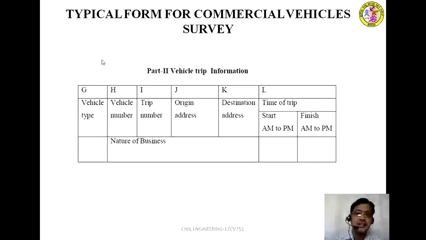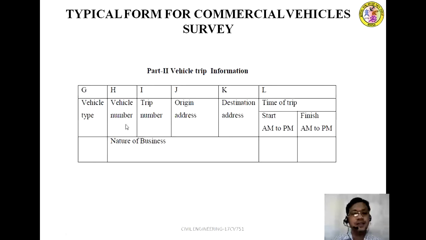The first part is going to be the vehicle giving information related to the type of business, where it is originating, and how many trips it is going to be making. The same format, in part 2, the vehicle trip information is related to the type of vehicle. Is it a light commercial vehicle, or a heavy commercial vehicle, or a multi-axle truck, or whatever vehicle type we are surveying, that vehicle type has to be entered in this section.